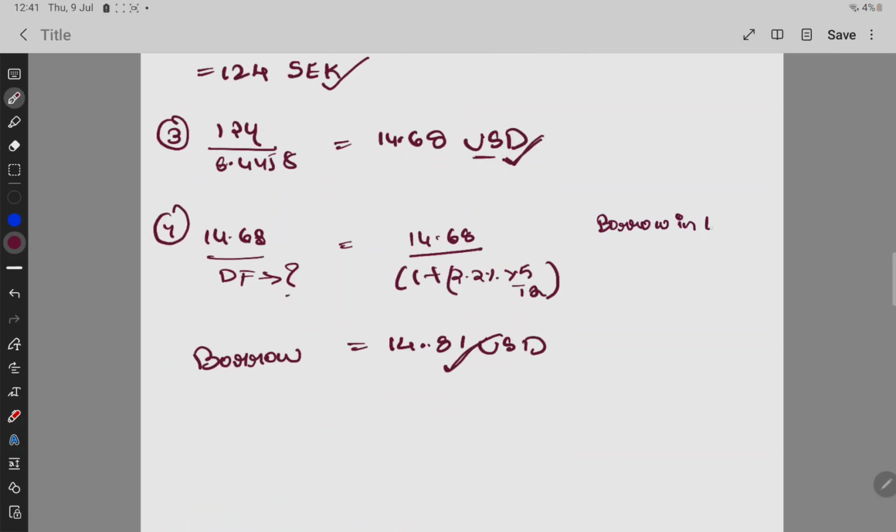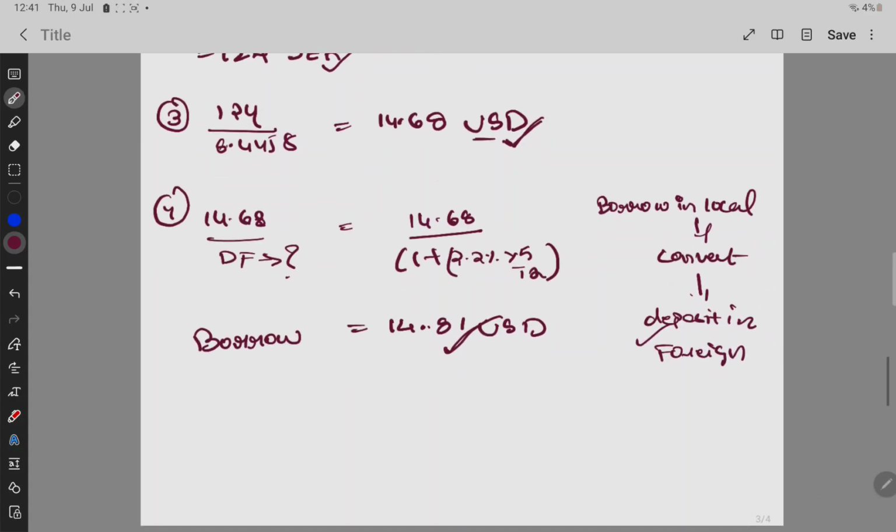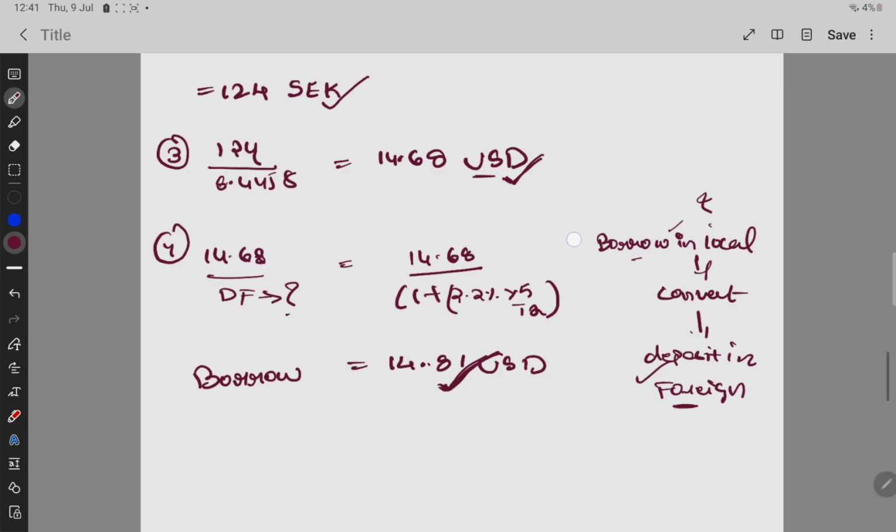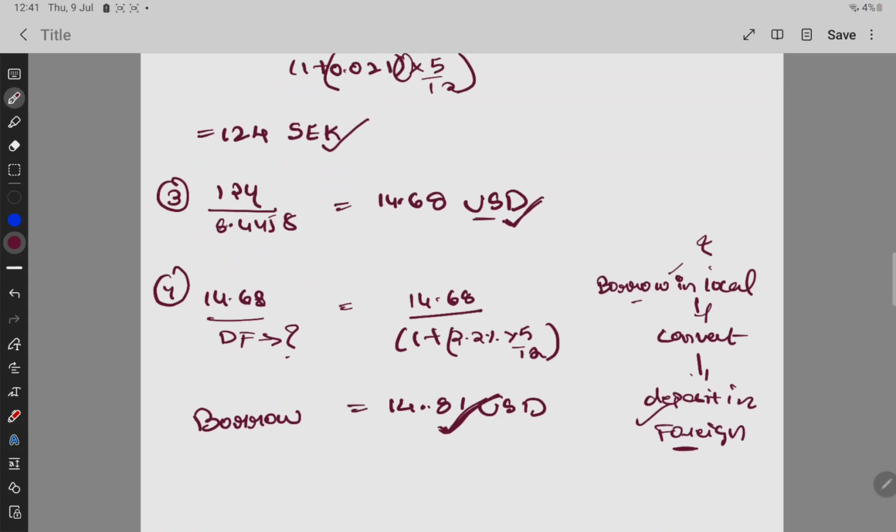Borrow in local currency, convert, deposit in foreign currency. So this is our step. What we are doing first is depositing, converting, borrowing. Now how much amount I should borrow is the question. So this is the amount I should borrow. I will borrow 14.81, convert, and deposit approximately 124. Let's take this all approximately because I am dealing in a 3-digit way.